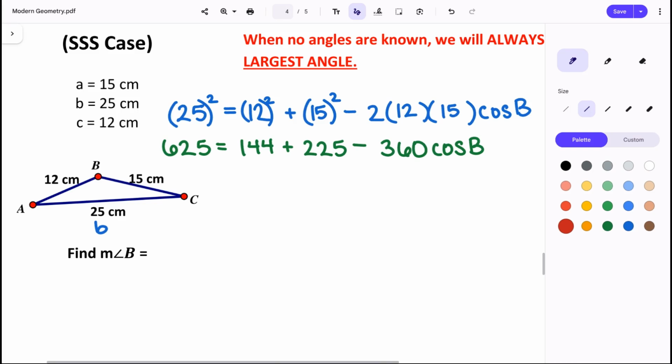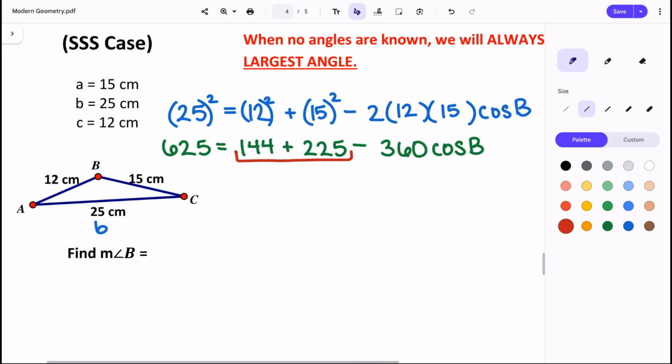All right, my goal here is to get the cosine of B by itself because that's what I'm trying to solve for. I want to get that angle isolated. So I need to move all those numbers over to the other side. If I look at these first two, the 144 and the 225, you could add those together if you wanted to, but how would you move them to the other side? What operation would happen? Subtraction.